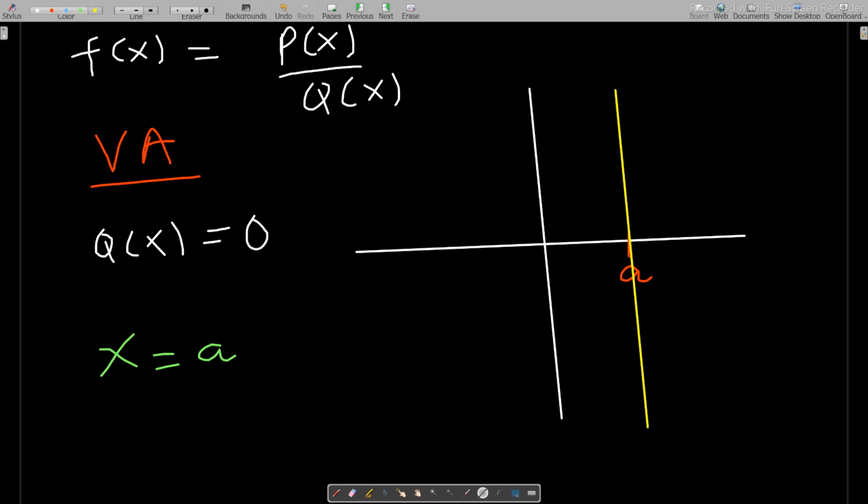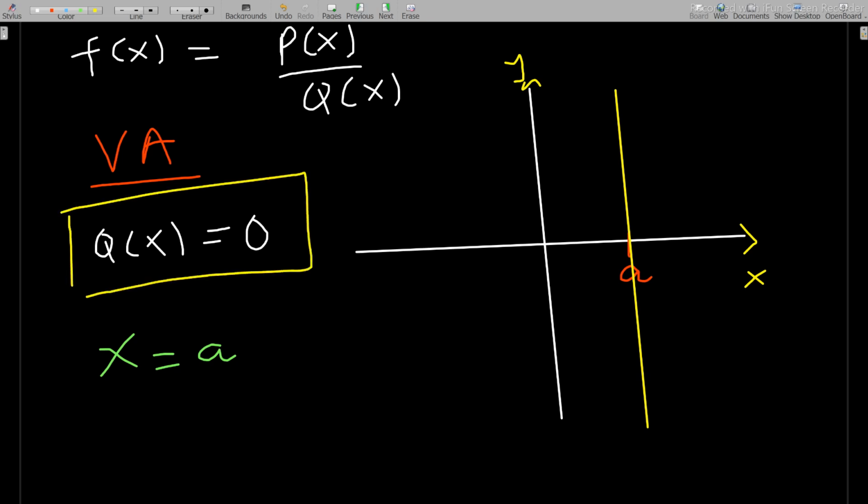It's just a straight line that cuts the x-axis at the point x equals a. If this is the x-axis and this is the y-axis, then that will be our vertical asymptote. Like I said, before you can find it, you have to equate the denominator of your rational function to 0. The values of x that make the denominator 0 give our vertical asymptote. I hope you understand this.